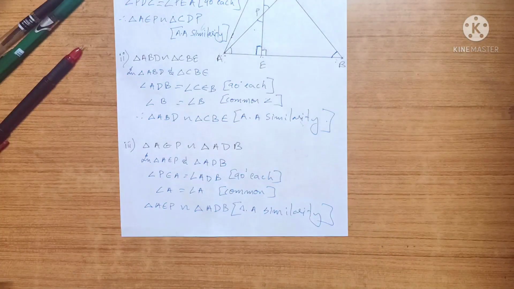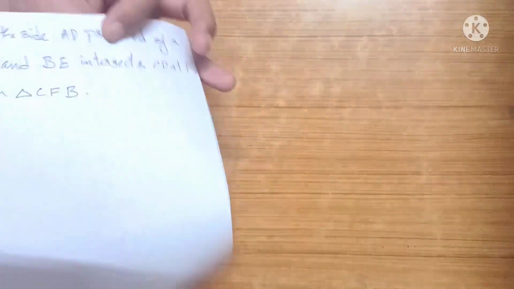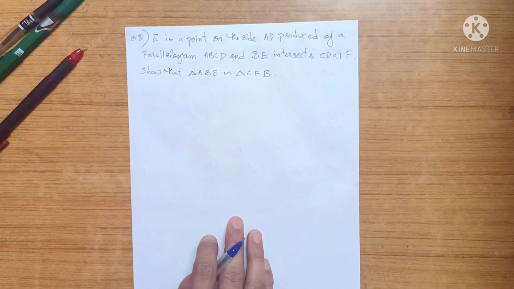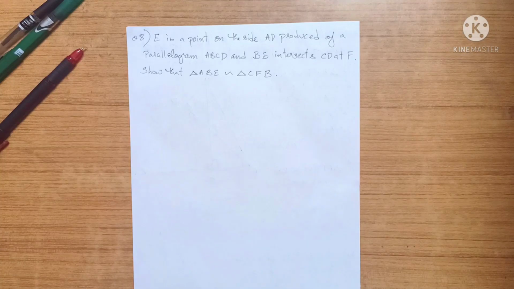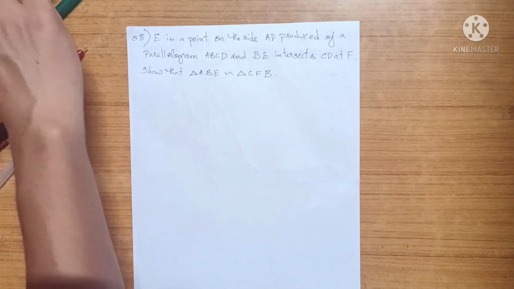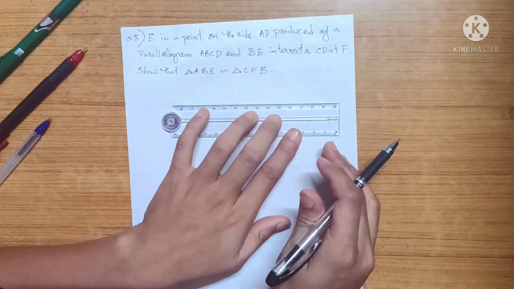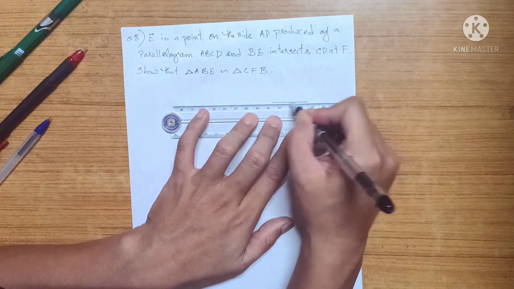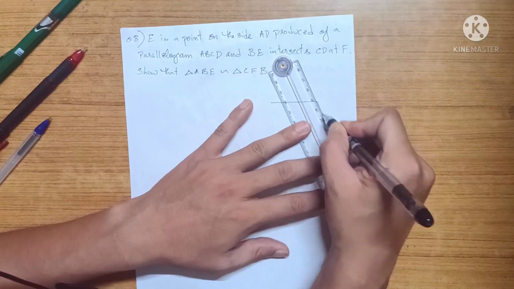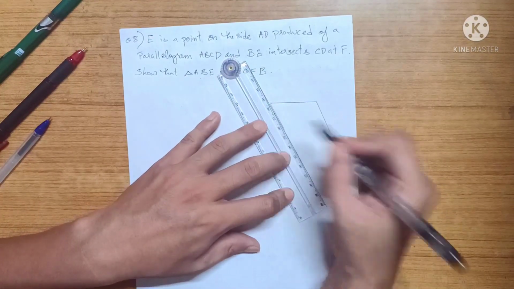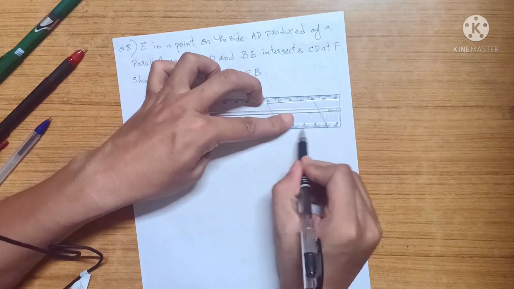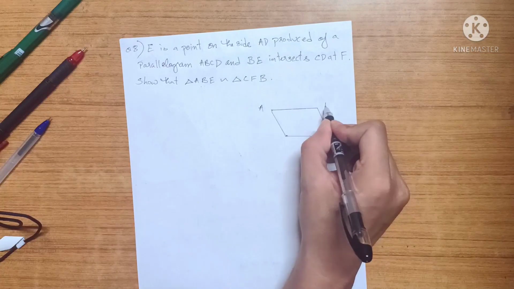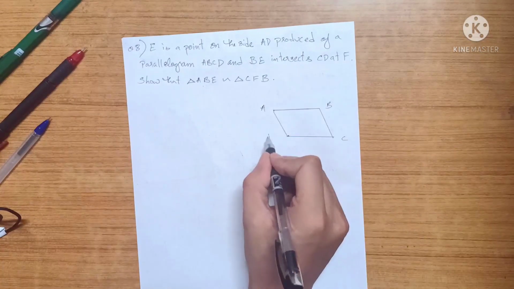Okay. Now let's do question number 8. Last question for this video. E is a point on the side AD produced of a parallelogram ABCD. They have not given the diagram, so we'll have to draw the diagram. Let's draw the diagram ABCD first. Okay. Let's draw a parallelogram first. So ABCD.